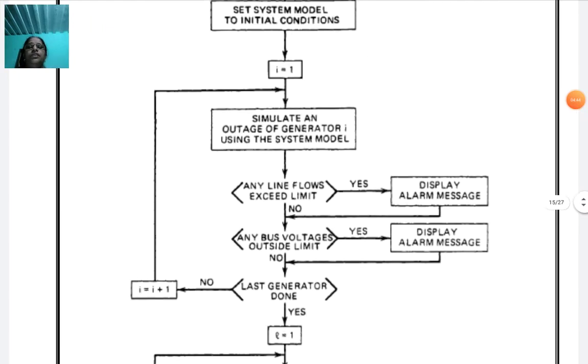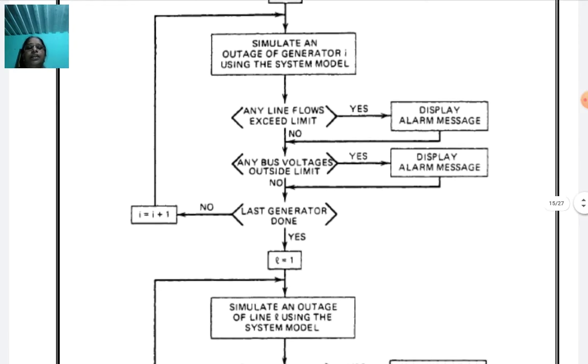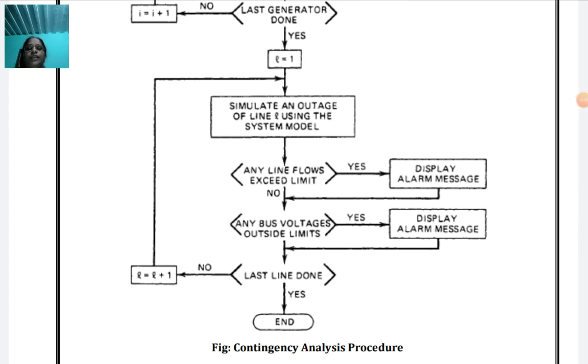So first we have to check the generator outages. For example, if 5 generators are there, you have to check the outage of all 5 generators, until the last generator. Then similarly you have to check the line outages. For example, if we have 10 transmission lines, you have to check the outage of each line. Then you check the line flows and bus voltages.